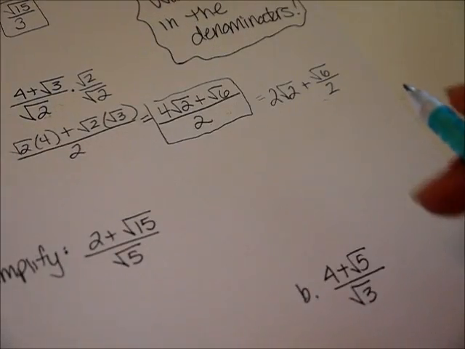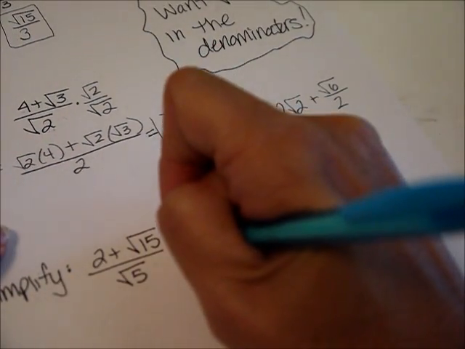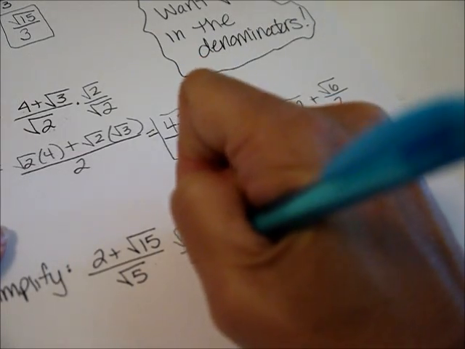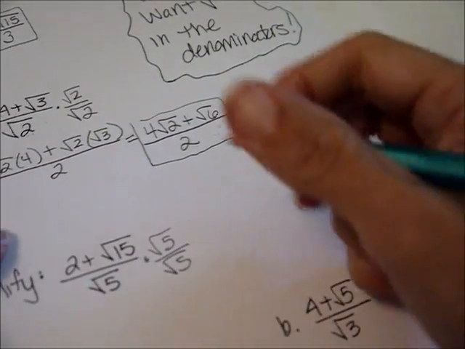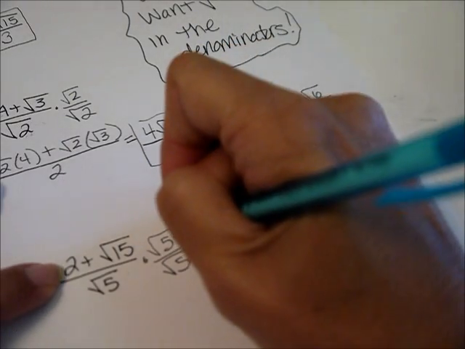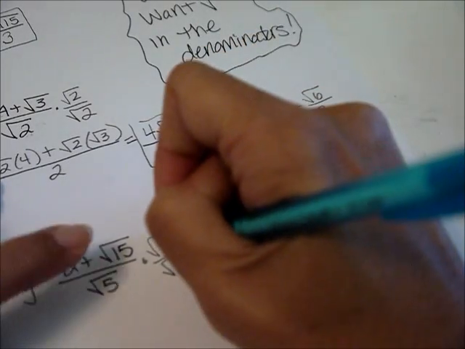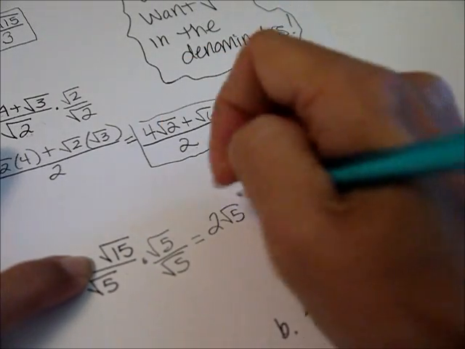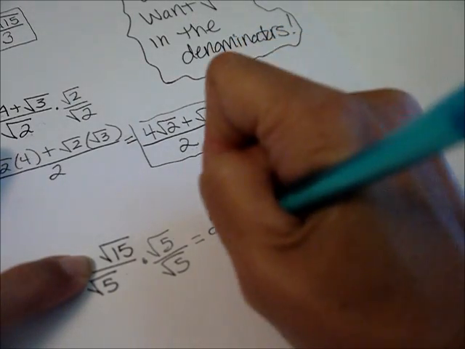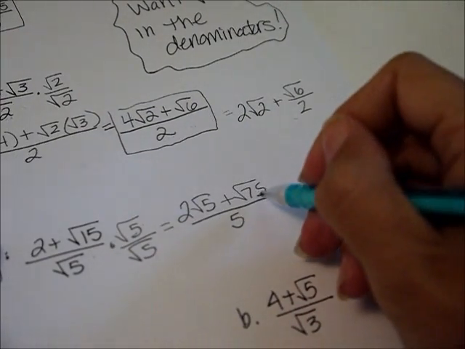Okay, the next one, same thing. We want to get rid of the square root of 5. So multiply square root of 5 out. So you know you're going to get a 5 on the bottom. So square root of 5 times 2 is 2 root 5. Square root of 5 times 15 is going to be plus square root of 75 all over 5. Okay, now this can be simplified though.